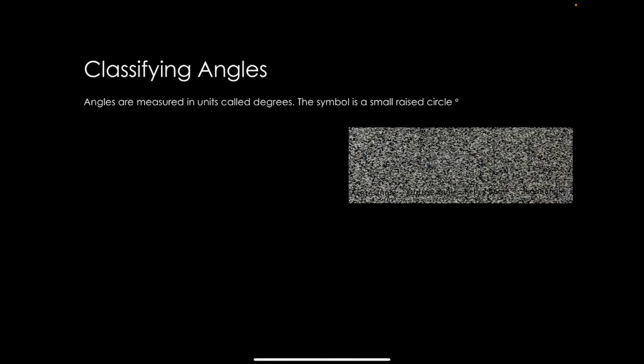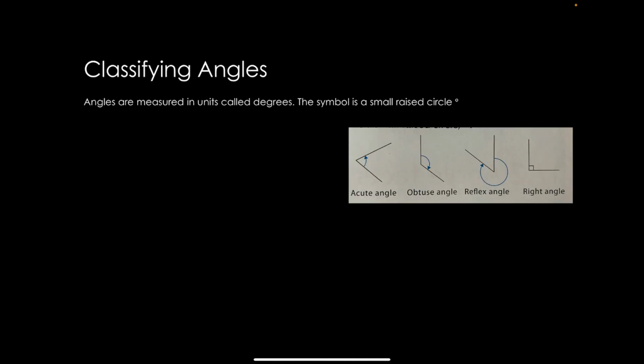Right, so let's move on to classifying angles. Now then, angles are measured in units called degrees. The symbol is a small raised circle, like that one. So when we measure an angle, it is measured in degrees. Here are a few different types of angles that you need to know: the acute angle, the obtuse angle, the reflex angle, and the right angle.